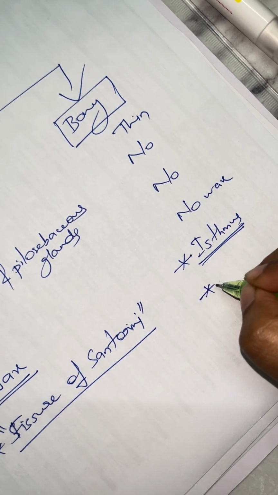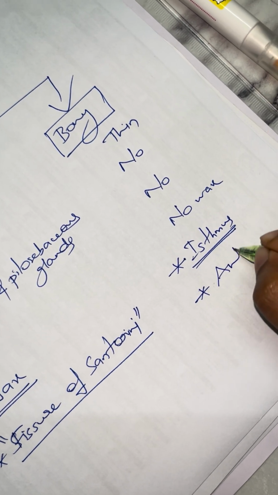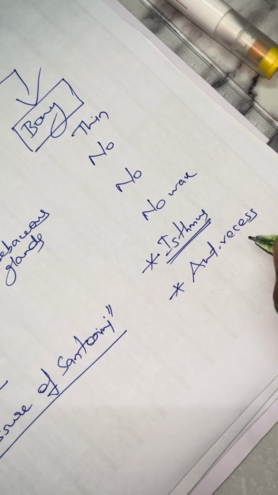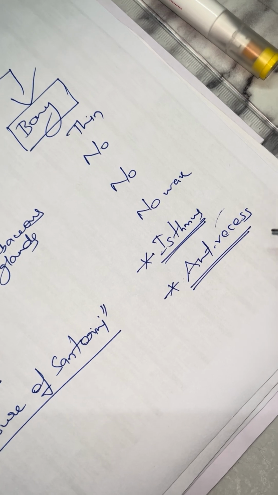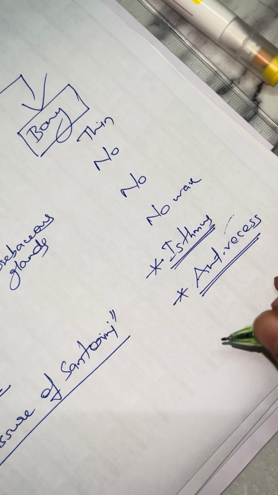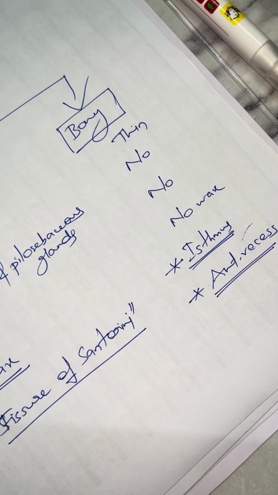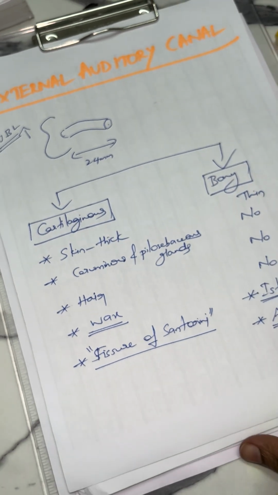Another important part is the anterior recess. Why does this become important? Because it is a recess, it acts as a pool for discharge and debris in case of external and middle ear infections. So that's all about the external auditory canal.